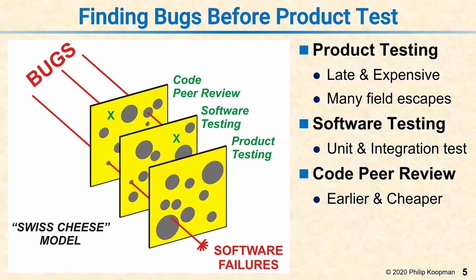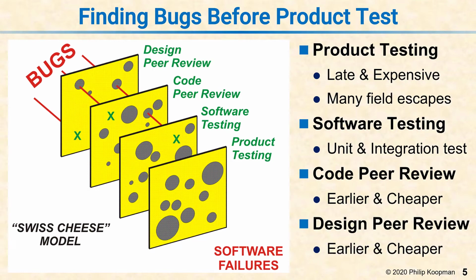You can do something even before code peer review. You can do design peer review. Design peer review happens even earlier in the process. So design peer review is where you look at the software design, not the code, but the thing that comes before the code, and remove logic errors before the code is ever written. That's even earlier than code peer review and even cheaper in terms of cost to find defects per line of code than things like product testing.